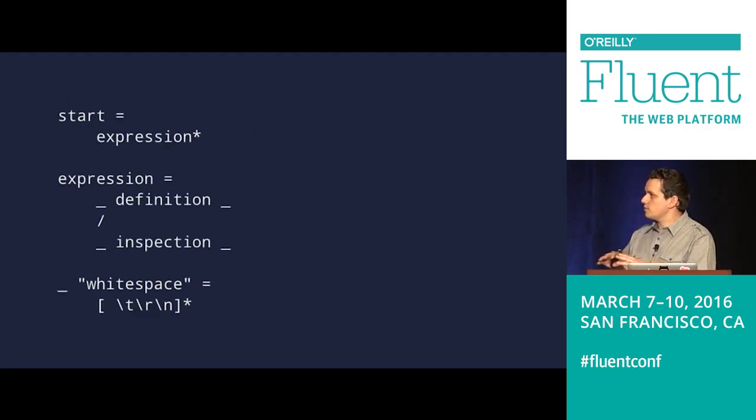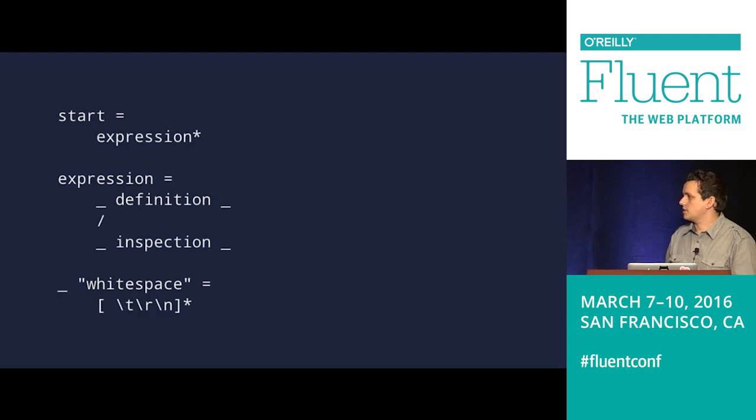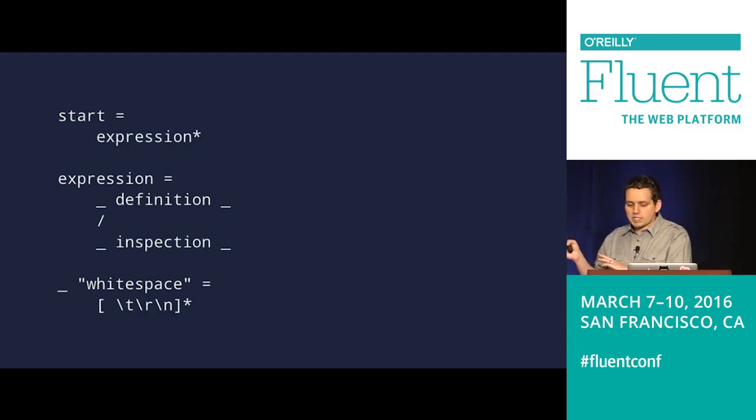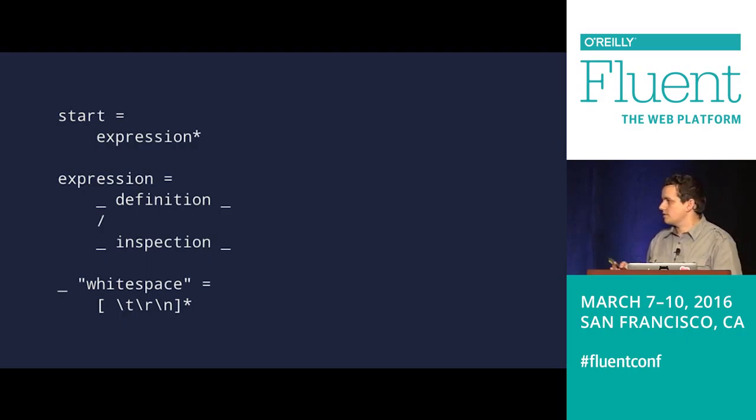Then I've said, right at the beginning, right at the start of my compilation step, the language that I have is any number of expressions, or no expressions, which is what the star symbol means. And that each expression can be some optional whitespace, a definition, and some optional whitespace, or some optional whitespace, an inspection, and some optional whitespace. Again, whitespace just being defined as space characters, tabs, carriage returns, new lines, 0 or more times. Again, that's what the star means.